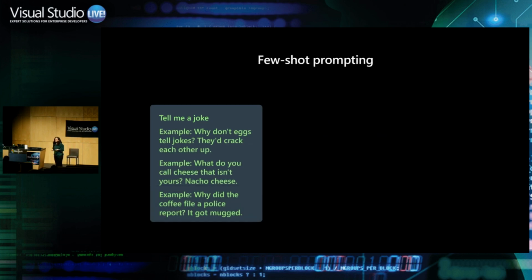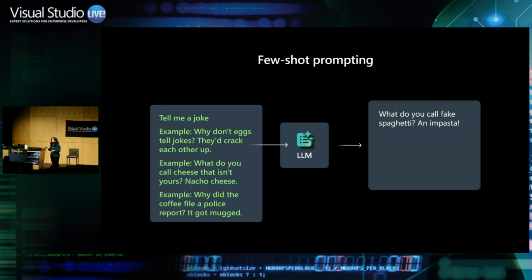Another technique is few-shot prompting. Few-shot prompting would be you tell it to do something and you give it some examples to guide it. In this case, I tell it, tell me a joke, and I give it 3 jokes that are food-related. So I'm kind of guiding it there. And as a result, it's going to give me a joke that's also food-related.